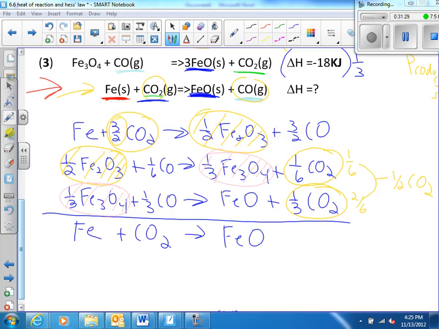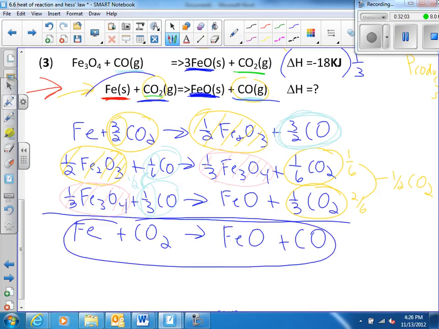New color. I've got some CO here, here, and here. I've got my 1/6 and 1/3. I already did that on the other side. These together make 1/2 of a CO. And on my right side, I've got 3/2 of a CO. 3/2 minus 1/2 leaves me with a single CO. Lo and behold, it worked. The reaction that I was looking for is what I got. This reaction and this reaction do match.